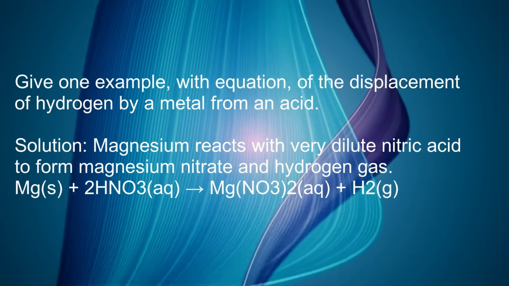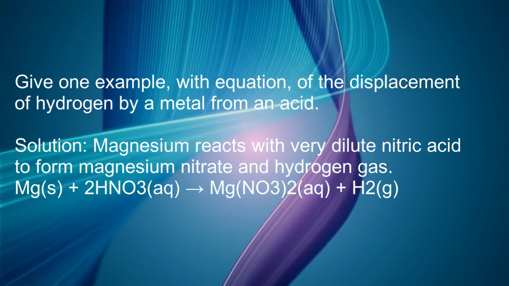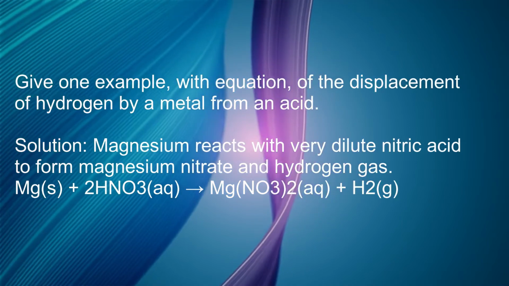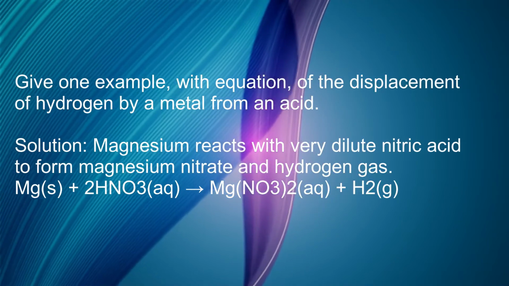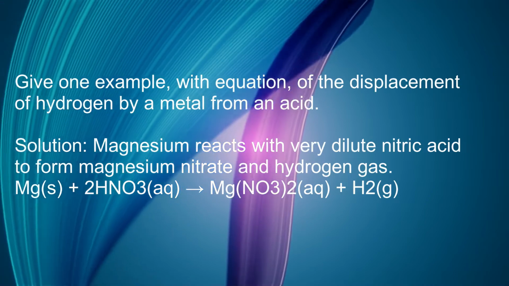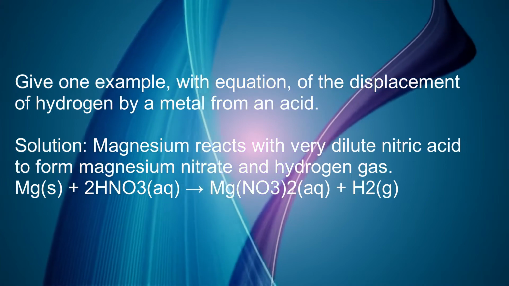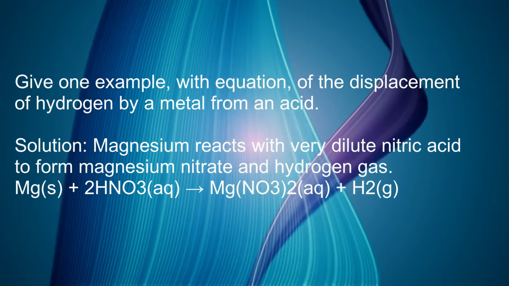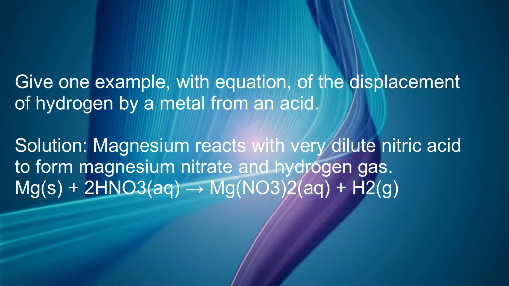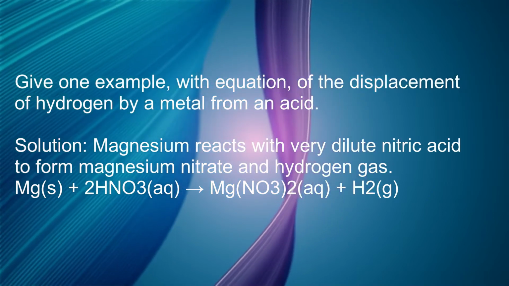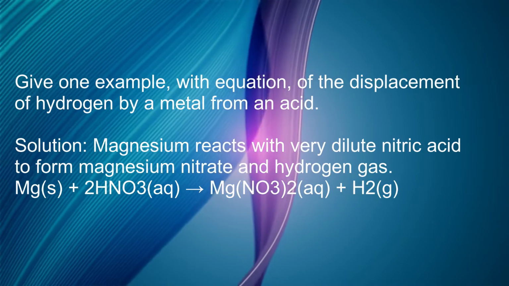Give one example, with equation, of the displacement of hydrogen by a metal from an acid. Solution: magnesium reacts with very dilute nitric acid to form magnesium nitrate and hydrogen gas. Mg (magnesium, solid) plus 2HNO3 (nitric acid, aqueous solution) gives Mg(NO3)2 (magnesium nitrate) plus H2 (hydrogen gas).